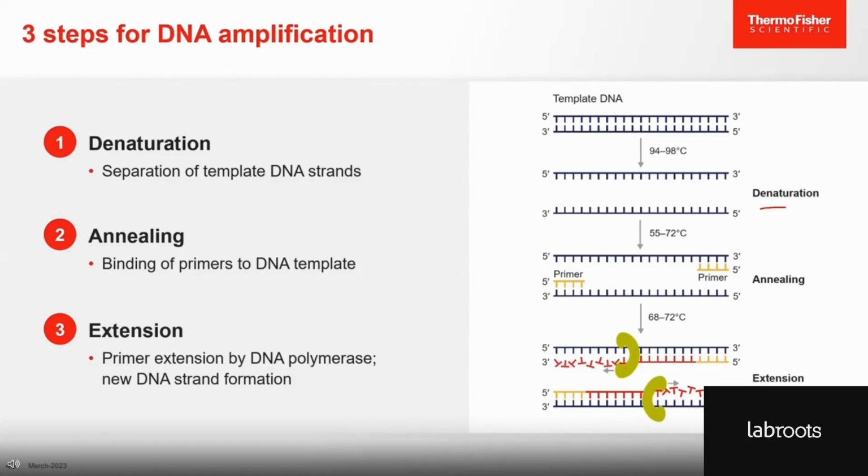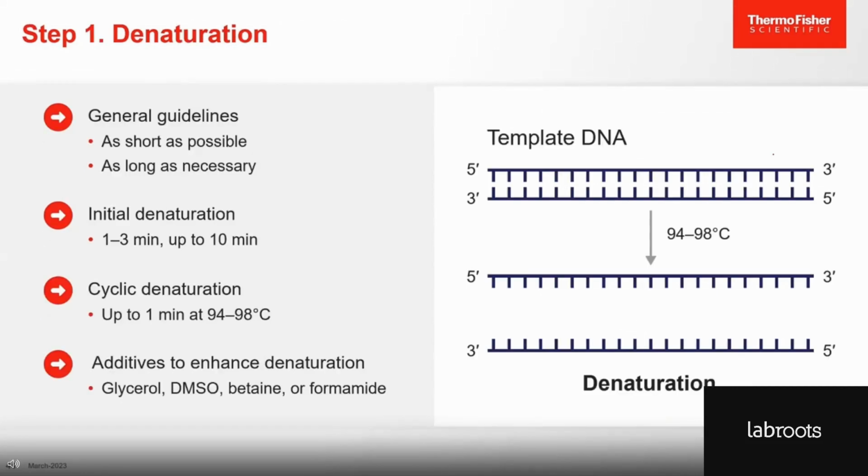So, the theoretical amount of template DNA doubles every cycle. The multiplication factor is typically around 1.6 due to factors such as pyrophosphate accumulation, degradation of dNTPs, and rehybridization of the template. Now, let's have a closer look at each step and start with the first one, the denaturation.